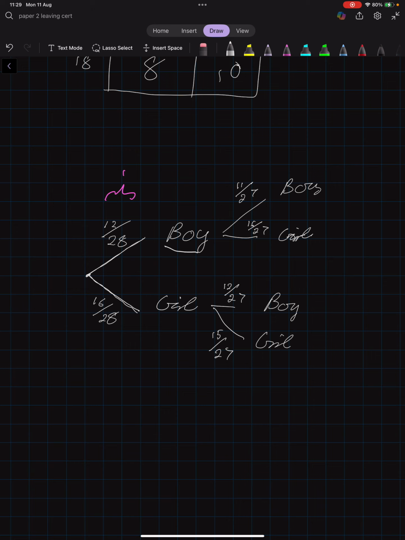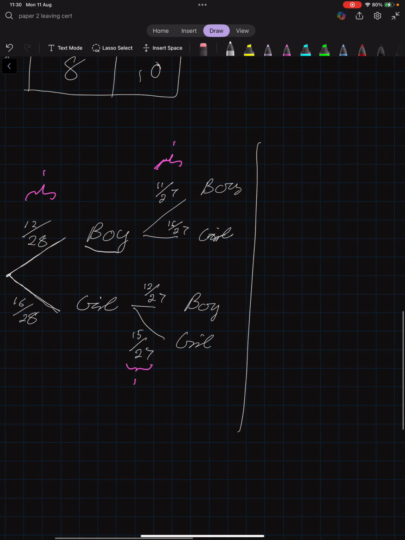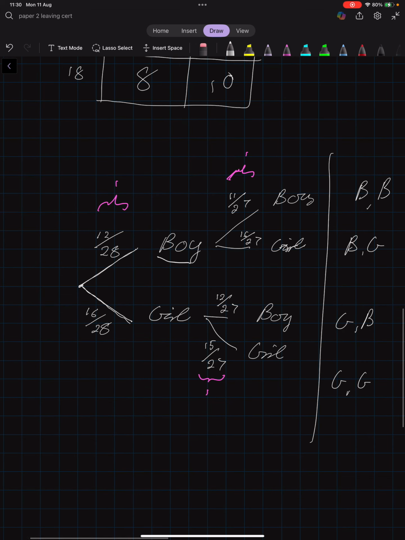Okay? And again, if you're not too sure, if you add these up, you get 1. And if you add these up, you get 1. And that will always happen. Okay? So now the way you do this is you say, well, this one is the boy, chances of you getting a boy. This is a boy girl. This is a girl boy. And then this is a girl. You multiply the probabilities.